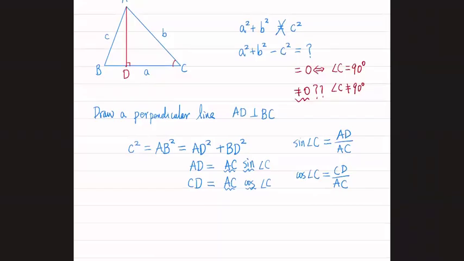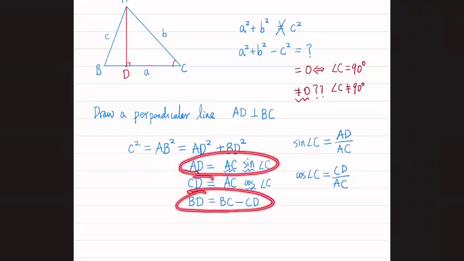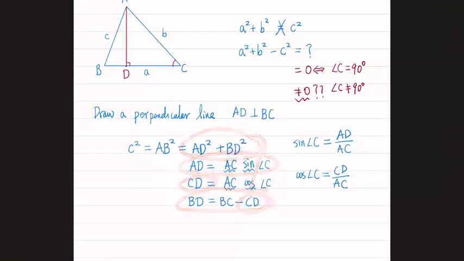Okay, so here we also have BD. BD will be the difference, BC subtract CD. Now we will put everything, AD, BD, CD, into the formula. I will continue from there.